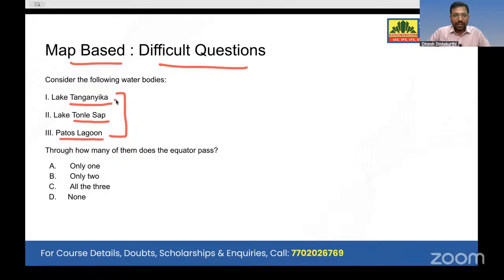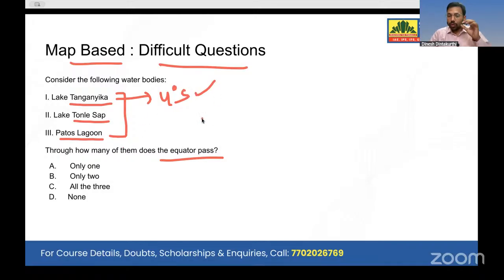This particular Tanganyika is near the equator. The question is which of them passes through the equator. This was 4 degrees to the south. Or even if you open any of the atlases, you tend to look at this particular lake in South America, and you feel that it is touching the equator.